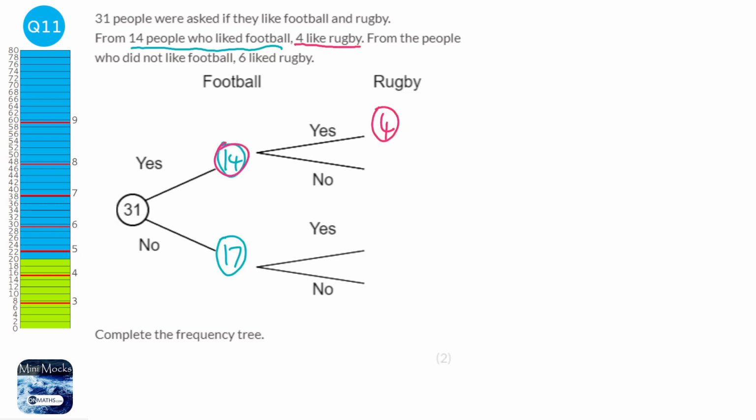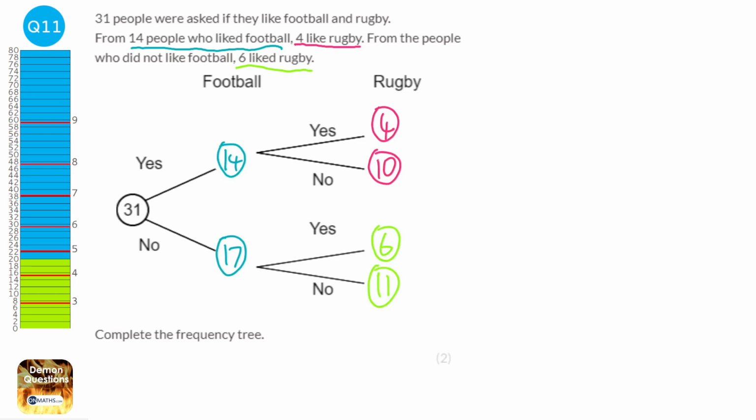And we had 14 to start off with down this strand. And so that must mean that we've got 10 who don't like rugby. So of those 14, 4 liked rugby, so therefore 10 must have not liked rugby. But what about the bottom section, this part here? We've got 17 who didn't like football. Well, it says from the people who did not like football, 6 liked rugby. So we've got 6 there, and that must mean that we've got 11 who did not like rugby.